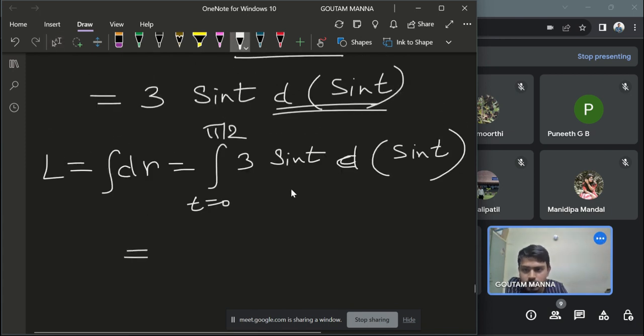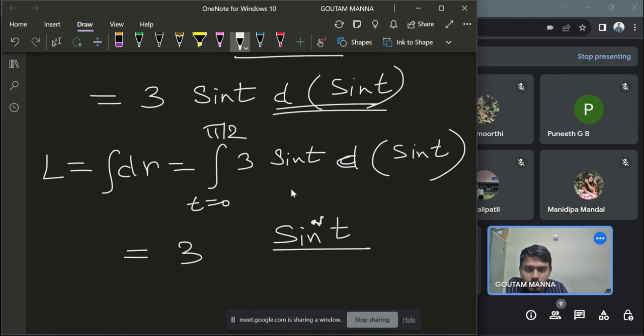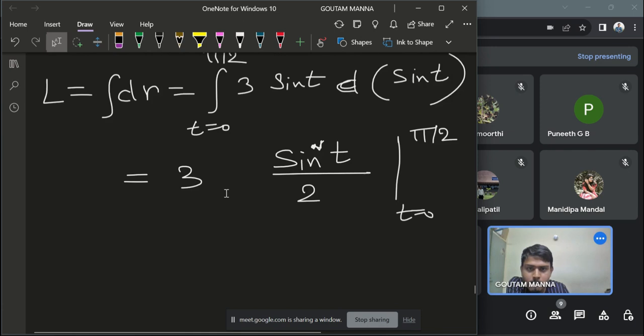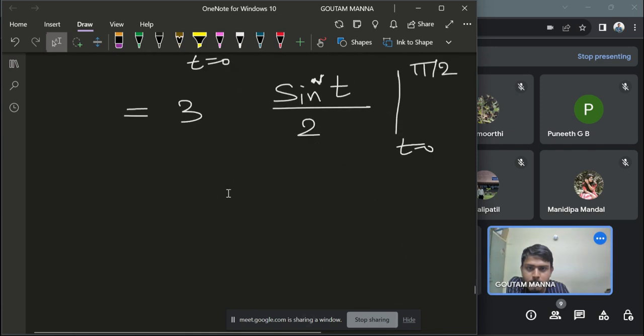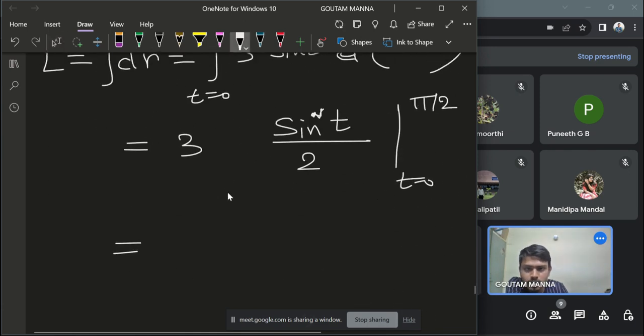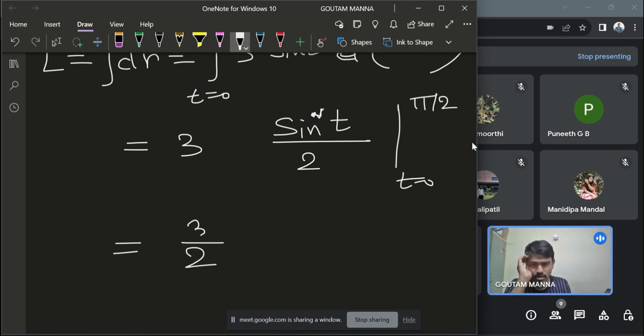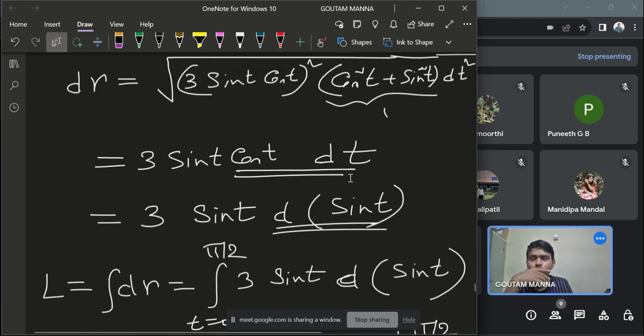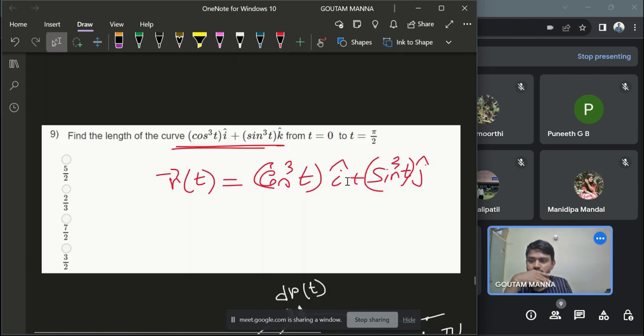Now if we do the calculation, it will be 3 sin square t by 2 from t equals 0 to pi by 2. So now it is 3 by 2, and if we put the upper limit, sin square t is 1, and for the lower limit it is 0. So the length is 3 by 2. So the correct option is this one.